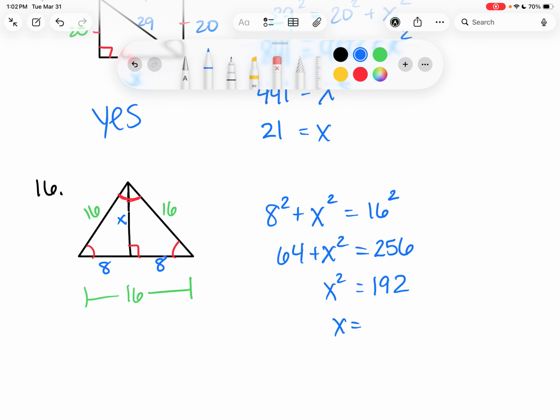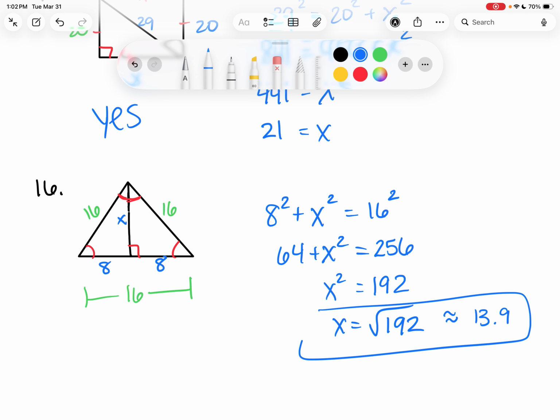And that does not simplify down as a root, so you can leave it here. Just out of curiosity, what's the decimal? 13.85, so 13.9. All right, so either way would be fine.